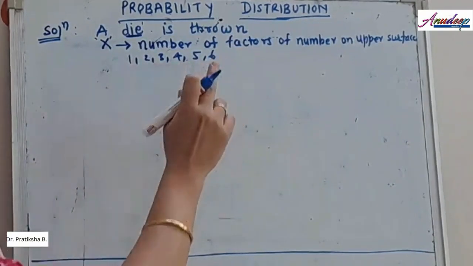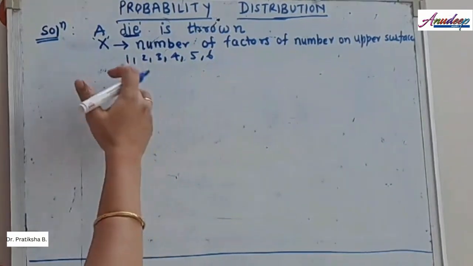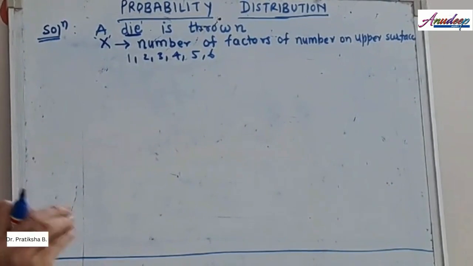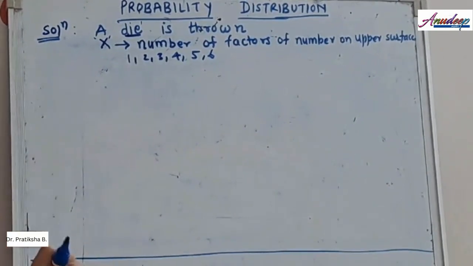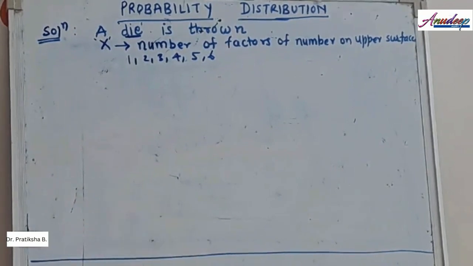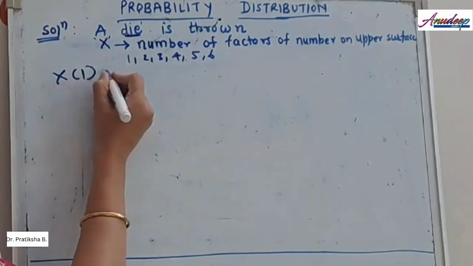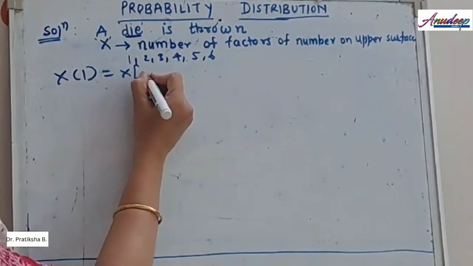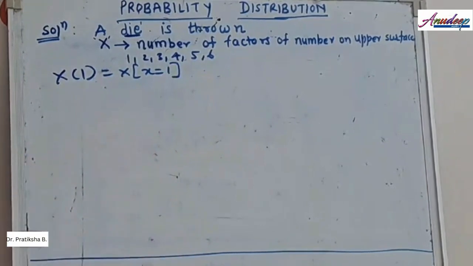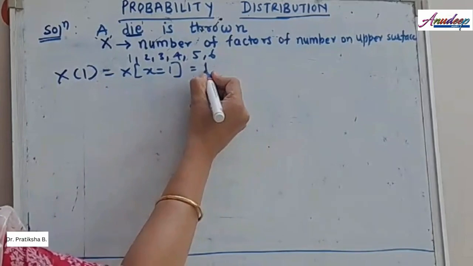Now for each of these numbers, we want to identify how many factors the number will have. For the random variable X, it will take the values for the number of factors of the number represented on the upper surface. So that should be clear in your mind first of all. Now, what will we get when small x takes the value 1, when a die is rolled and one appears on the upper surface? So how many factors does it have? One has only the factor 1.